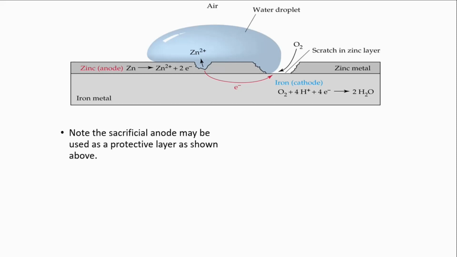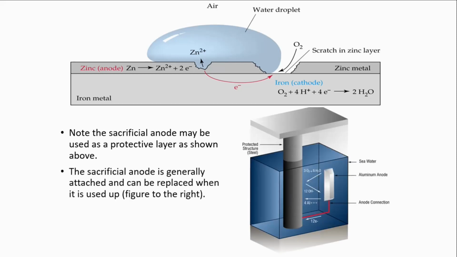Note that the sacrificial anode may be used as a protective layer, as shown above. So the iron metal could be coated with zinc. However, after some time, the zinc layer could get eaten away, and then the iron starts to oxidize. So what we have done is slow down the process, not totally prevent it. The iron metal will only start to undergo oxidation after the zinc layer has been eaten away by oxidation, or if there's a scratch.